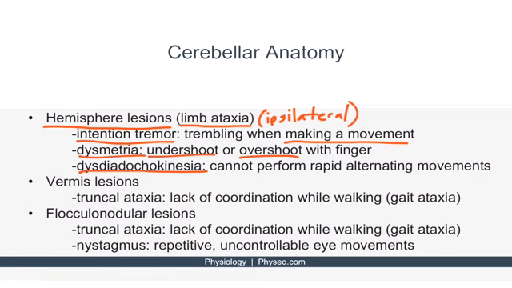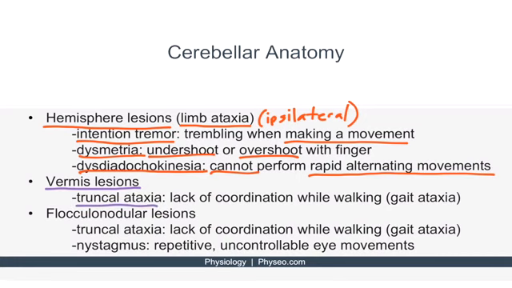Dysdiadochokinesia means that the patient cannot perform rapid alternating movements. In clinic, patients can be asked to flip their hands on their lap over and over again so that their palms face up and then down, and do it really quickly. If they have a hemisphere lesion, then they could demonstrate dysdiadochokinesia and will be unable to do it with that limb. Now talking about vermis lesions, in the center, or the midline of the cerebellum.